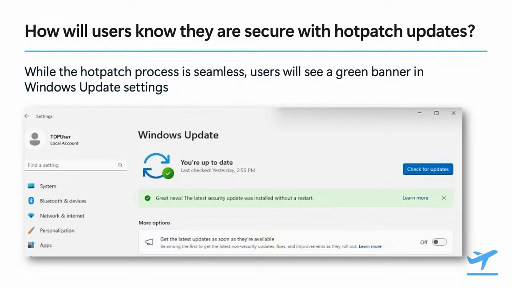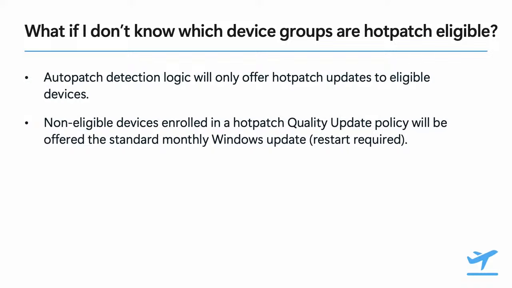Apart from this, you can refer to our earlier slides about checking compliance, KB number, and OS build version that's installed on your computer. Next, what if I don't know which device groups are Hotpatch eligible? This has been a common question, as when you're going to enroll devices via Windows Autopatch, you may not know which device groups include Windows 10, Windows 11 machines, or machines that have VBS enabled, or for our ARM64 devices, those that have TPM disabled.